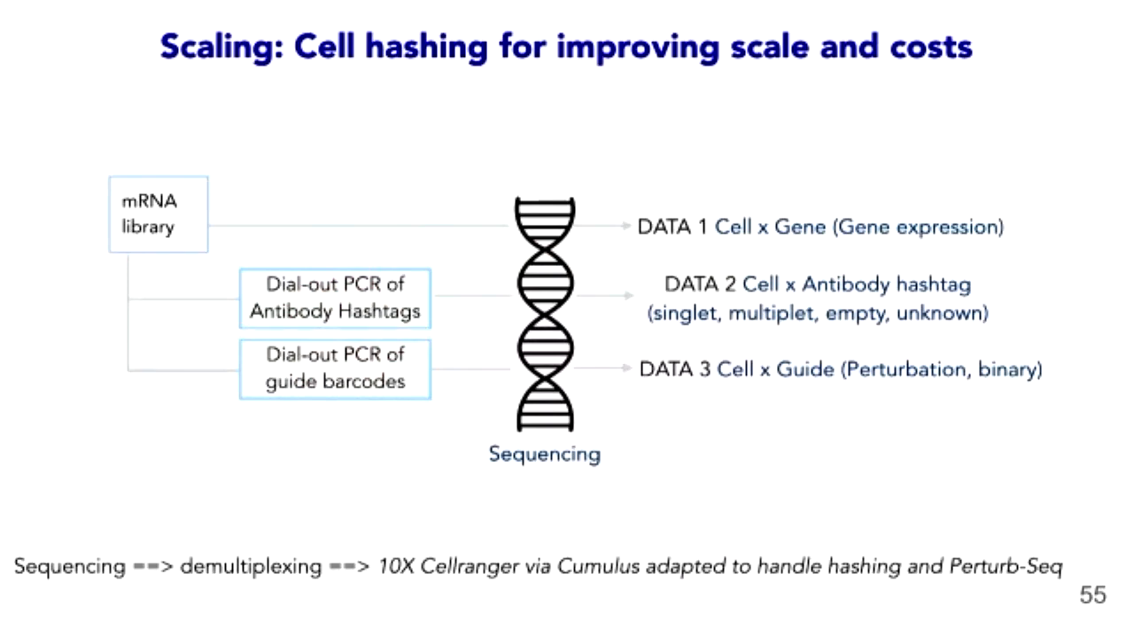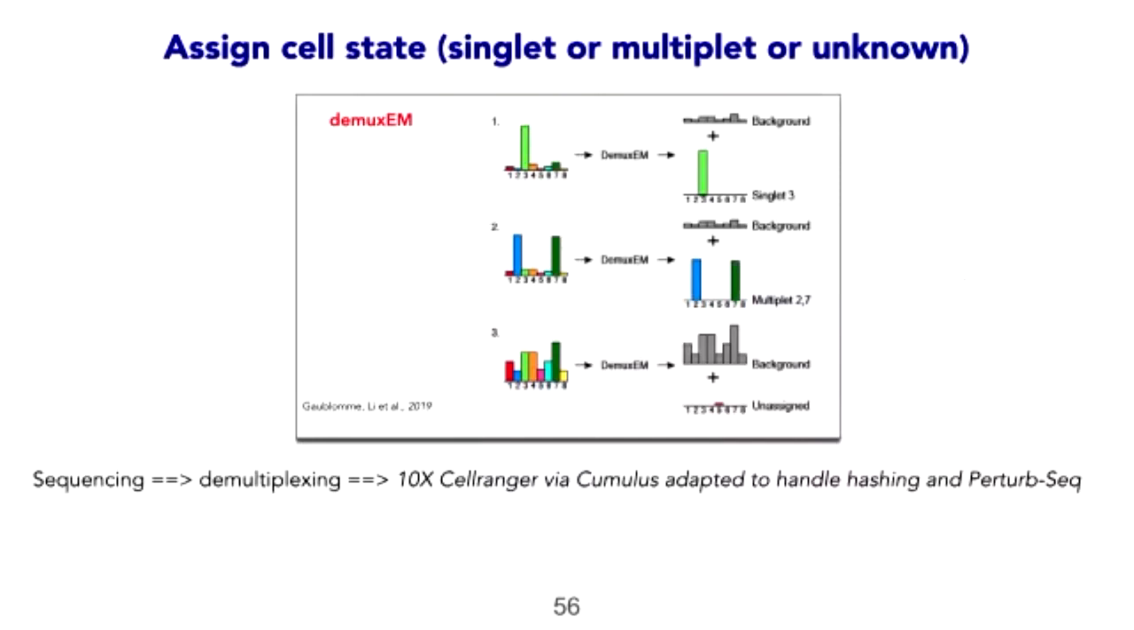Again, the standard software that are used for pre-processing are set up to handle such data sets and return 3 different data sets. The key step in terms of the hashing is to infer whether a cell is a singlet or a multiplet. And there is an algorithm called DMUX-EM, which is again part of the Cumulus suite, which can do this for you.